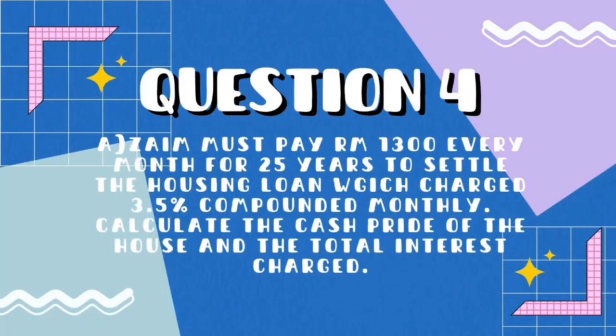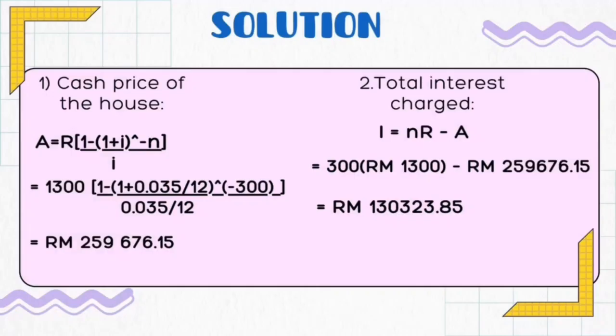Question 4a. Zaim must pay 1,300 ringgit every month for 25 years to settle the housing loan, which charges 3.5% compounded monthly. Calculate the cash price of the house and the total interest charge. The solution is to find the cash price of the house. We must use the second formula.